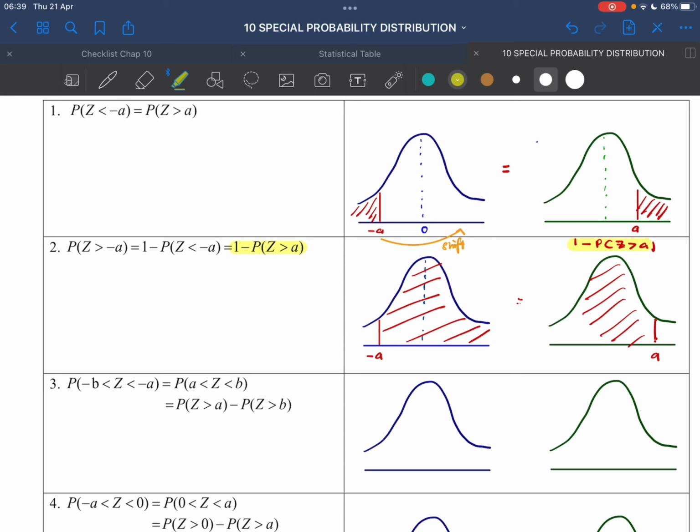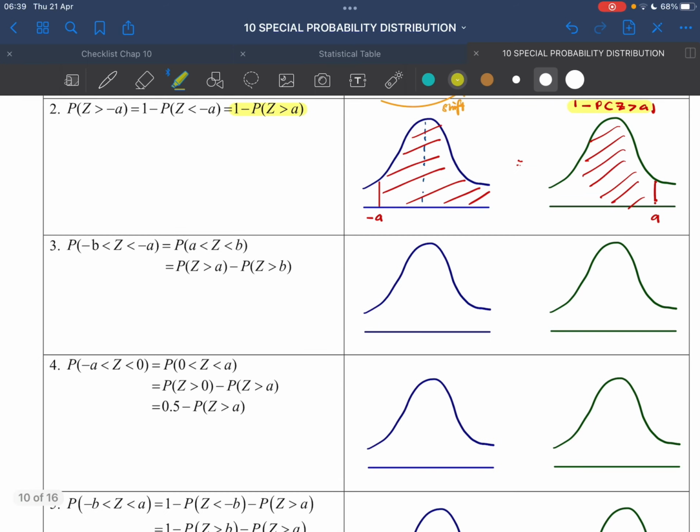Okay, so let's see the next one. P(z is between negative b and negative a). So both are on the left hand side. This is your 0. So negative b and negative a. Let's put this as negative b, and this is negative a. So this is the probability, or the area, that we want to find.